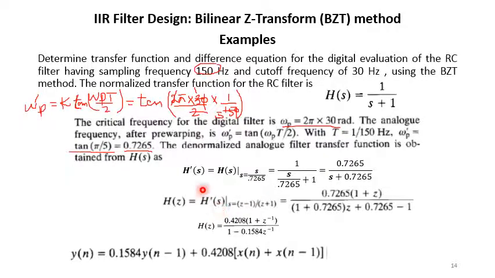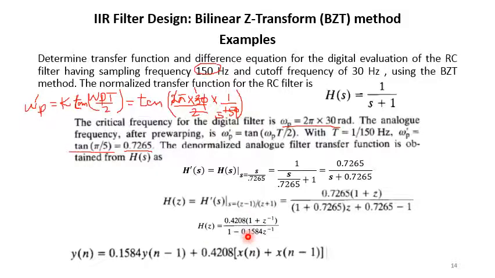And then the second thing is quite easy: in H prime of s, we replace H prime of s by H of z, such that s equals z minus 1 divided by z plus 1. So this is the BZT step. In the BZT step you equate H of z to H prime of s such that s equals z minus 1 over z plus 1. So I think that's easy. Now once you get this, that's very straightforward.